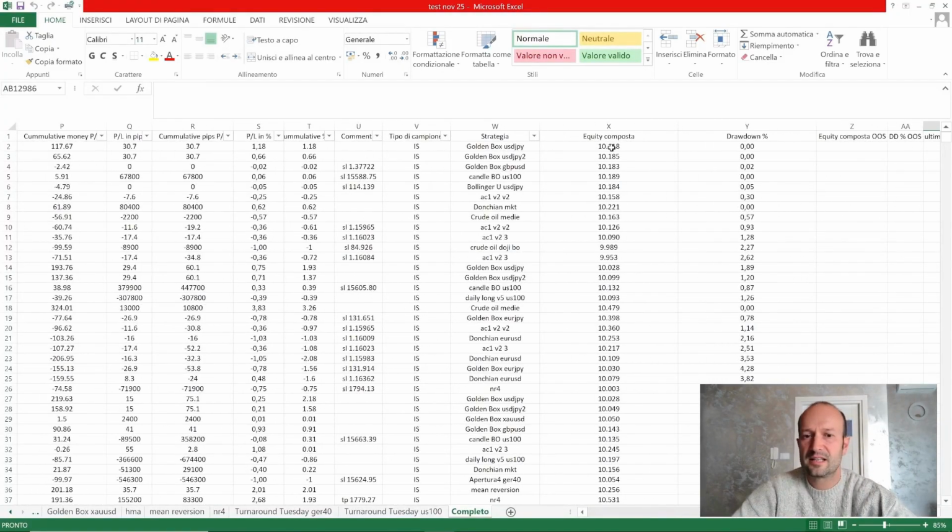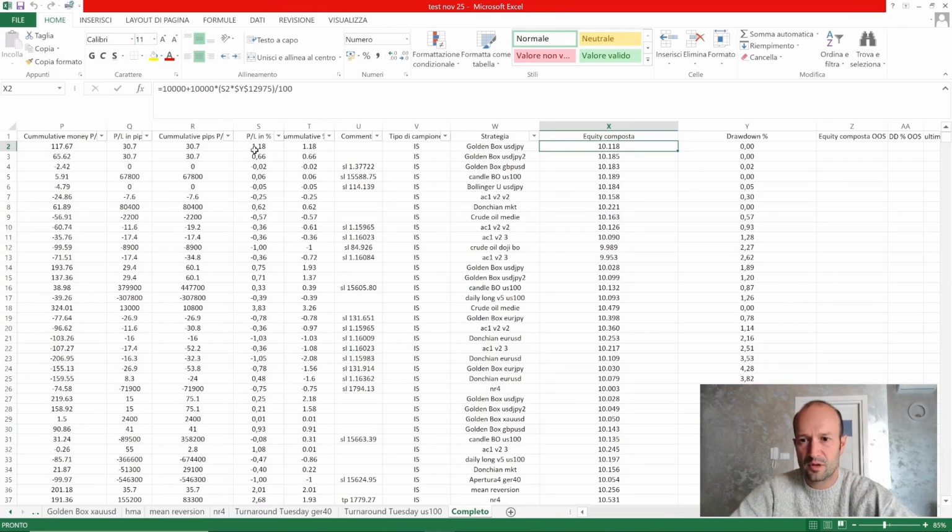In my case, I decided to start with an initial capital of 10,000 euros. So in this formula, I use the first trade and calculate the initial capital. So basically 10,000 plus 10,000 for the first capital. The first trade made a profit of 1.18%, which I have in cell S. So S2 for this value. This is a factor that we will use later on as it modifies the risk of our portfolio.